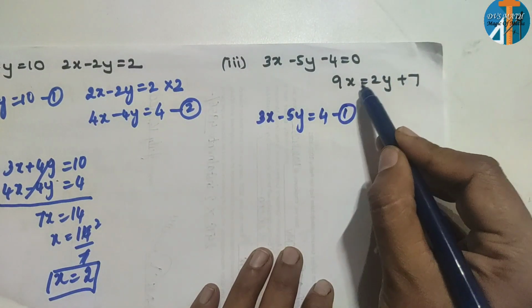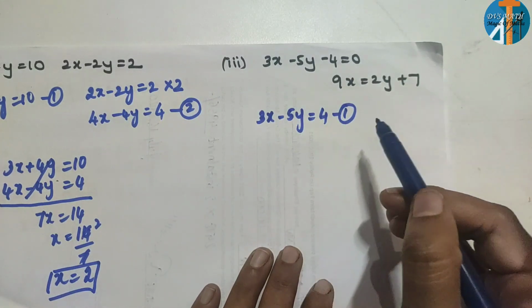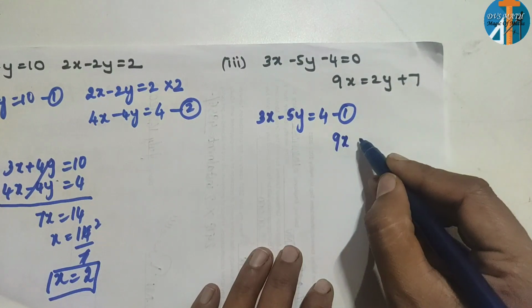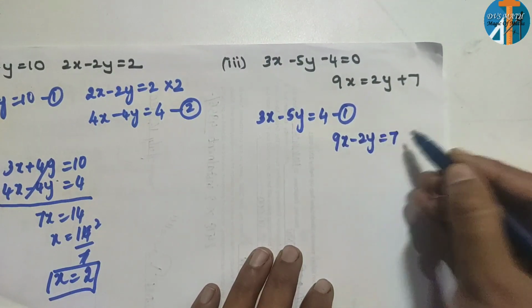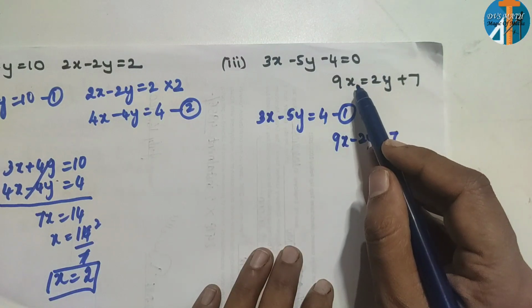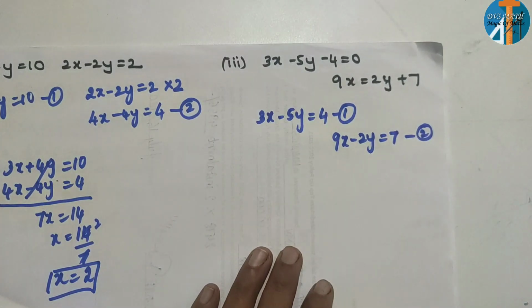Next, here let us take 2y to the LHS because it has to be in the form ax plus by is equal to c. Now, the second equation is 9x minus 2y is equal to 7. See here, taking minus 2y to the LHS, it is minus 2y is equal to 7. Consider it as equation 2.